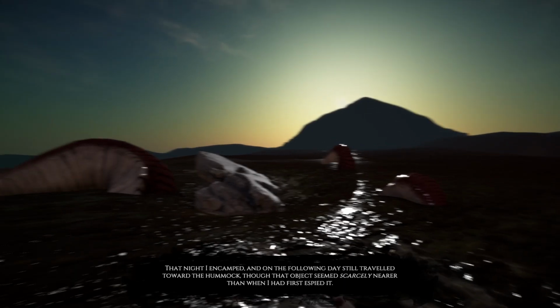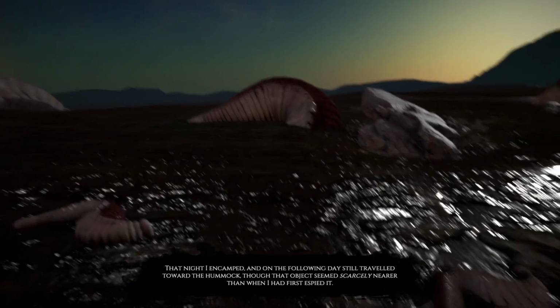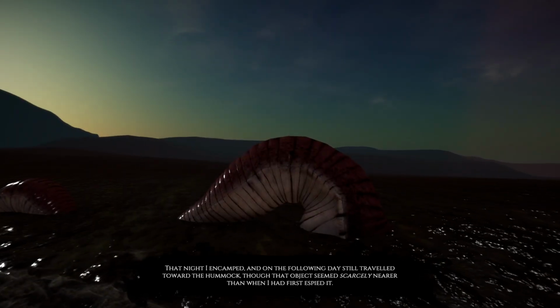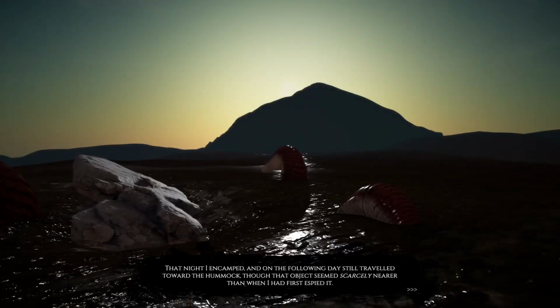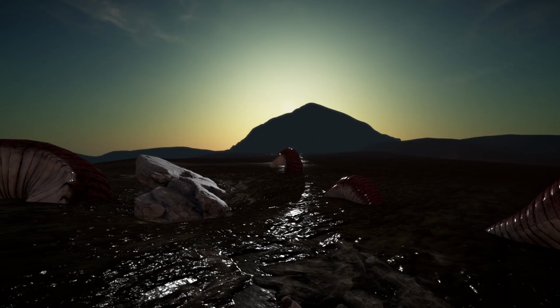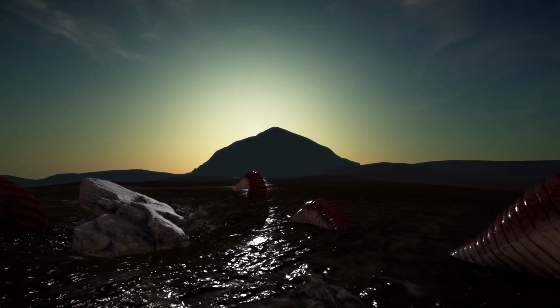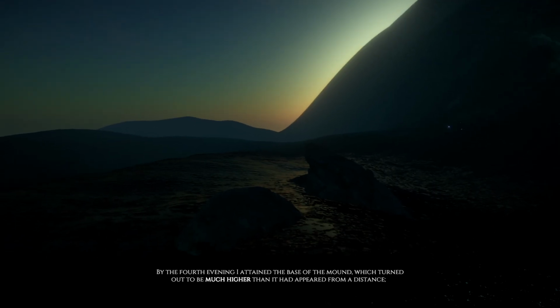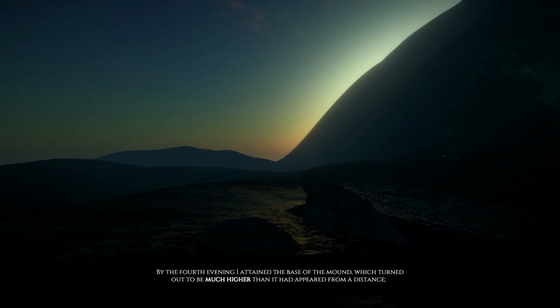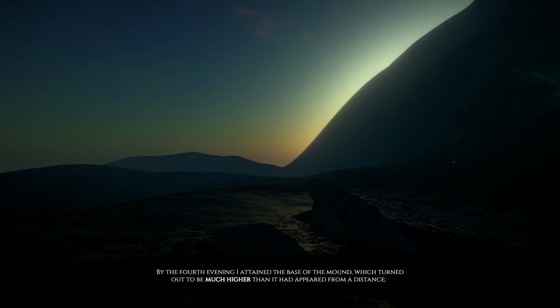That night I encamped, and on the following day still travelled toward the hummock, though that object seemed scarcely nearer than when I had first espied it. By the fourth evening, I attained the base of the mound, which turned out to be much higher than it had appeared from a distance.